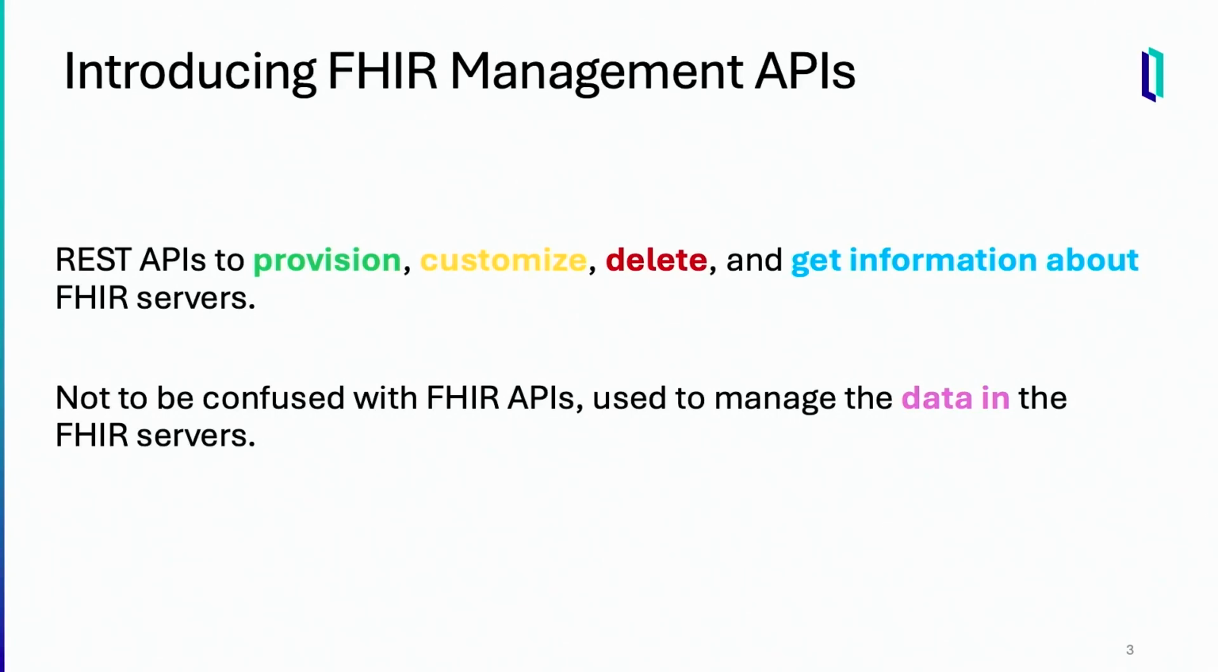So, I want to introduce you to FHIR management APIs. These are REST APIs, and you can use them to provision, customize, delete, and get information about FHIR servers, and not to be confused with FHIR APIs, which are used to manage data, access data in your FHIR servers. I think I got a little carried away with the colors over there.